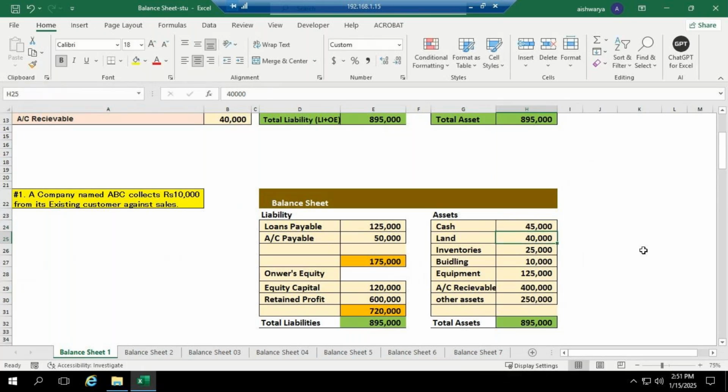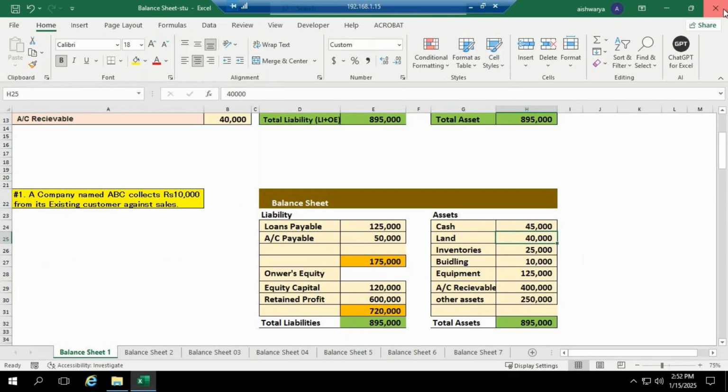Collects rupees 10,000, that means we have collected the cash 10,000, so we have to adjust this. Cash I was having 35,000. I have sold the product and I have received the amount, that is the meaning. That's why I have to deduct it from the inventory and add it in the cash balance. Done? Understood? Yes, ma'am. Okay, fine then.